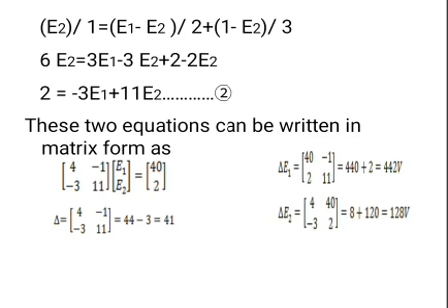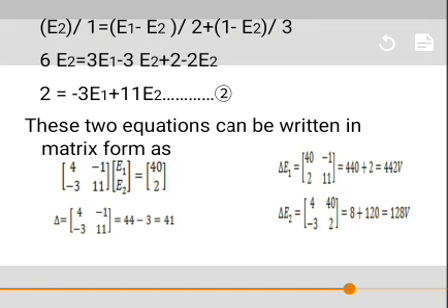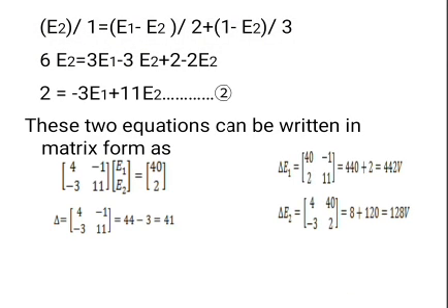Let delta E2 be the determinant of the matrix formed by replacing the second column values of the coefficient matrix, minus 1, with the answer column values, 40 and 2. The determinant of the given matrix is 4 into 2, 8, minus 40 into minus 3, which is minus of minus 120, so 8 plus 120 equals 128 volt.